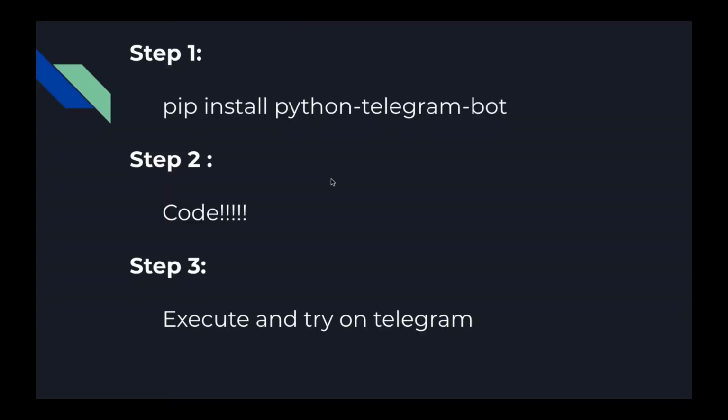I'll be moving on to my laptop screen, and I'll be showing you how I wrote a very simple code in less than 10 minutes, and you can create the same bot by yourself. Okay, so let's see how we can create this bot. It involves 3 steps. First will be installing the Python Telegram bot library or package. You can install it via pip install python-telegram-bot, as simple as that. Then of course we have to code, and then execute and try on Telegram.